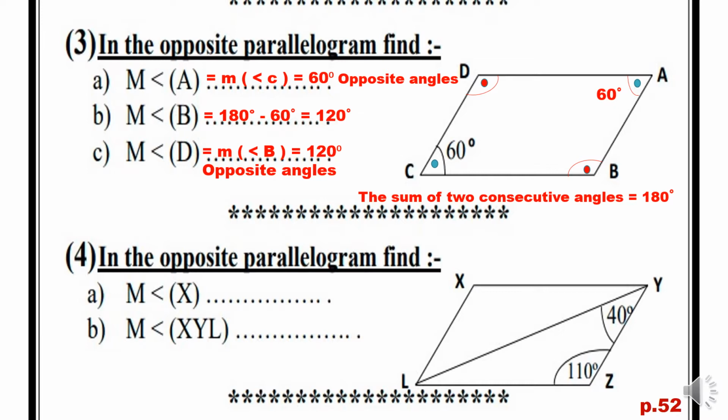In number 4, in the opposite parallelogram, find. I have here XYZL is a parallelogram. Measure of angle X. Here I have measure angle Z equals 110 degrees. So measure angle X will be equal to measure of angle Z equals 110 degrees, as they are opposite angles, and each two opposite angles of the parallelogram are equal. Measure of angle XYL.